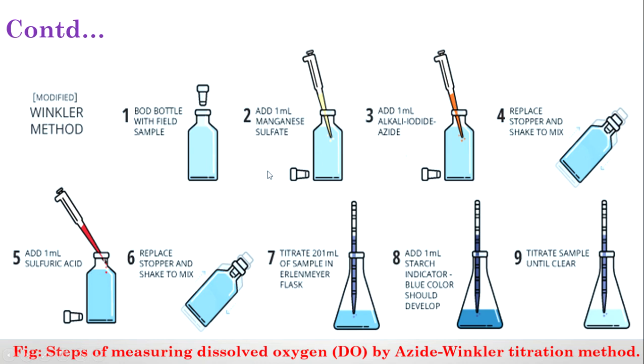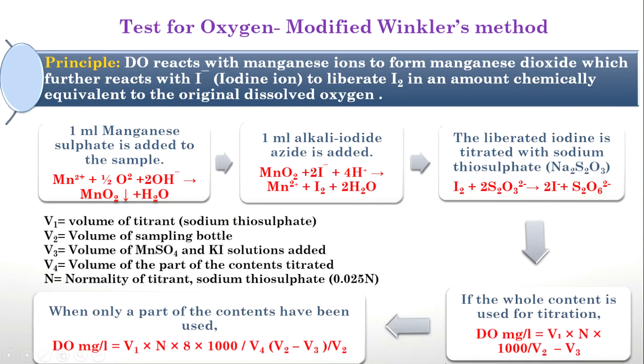First, we will add manganese sulfate, then alkali iodide azide is added, and then we will shake the bottle. We'll add sulfuric acid. Again, we will shake the bottle. Now we will transfer all the content to a flask. We'll add starch indicator. Now we will titrate it against sodium thiosulfate. So the procedure is shown here or summarized here.